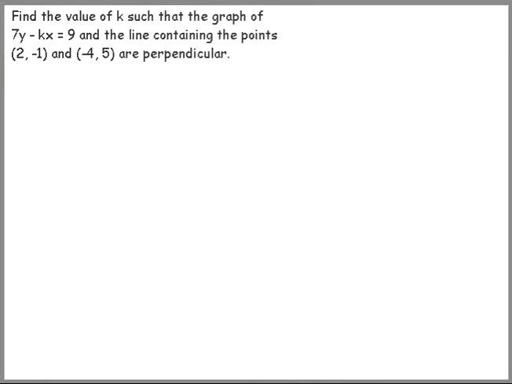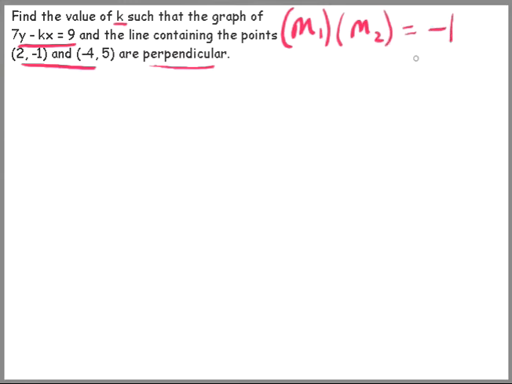Okay, I want to work this problem from the homework for you. It asks us to find the value of k such that the graphs of this line and the line that contains these points is perpendicular. We only have one test for perpendicularity, and that test says you take the slope of the first line and you multiply it by the slope of the second line, and if you get -1, then they are perpendicular.